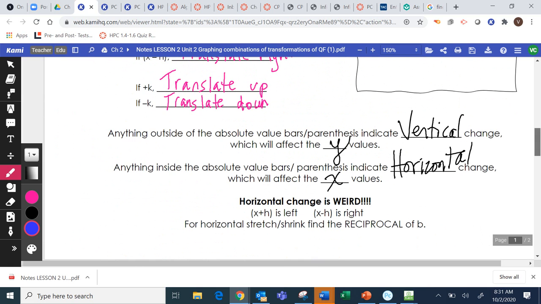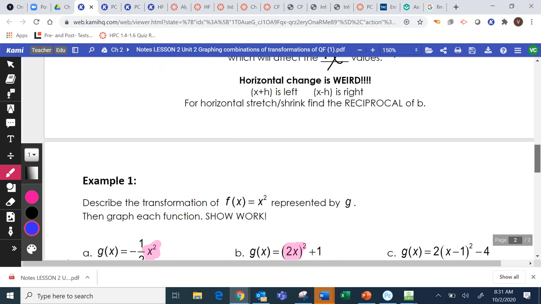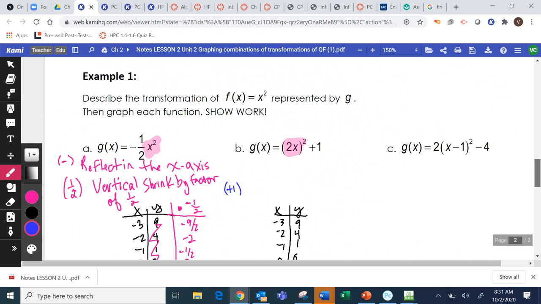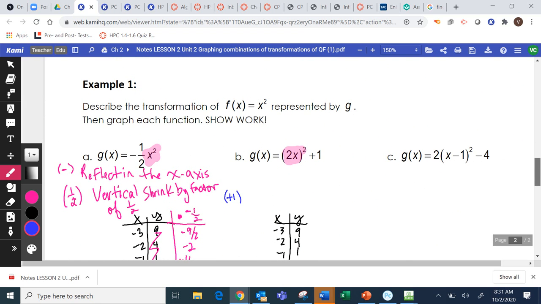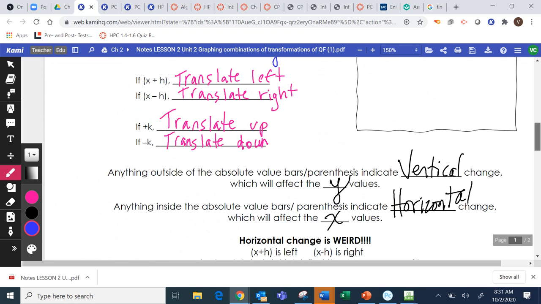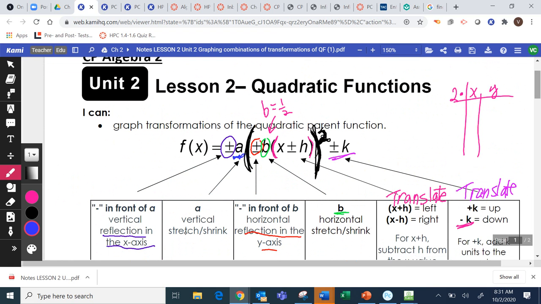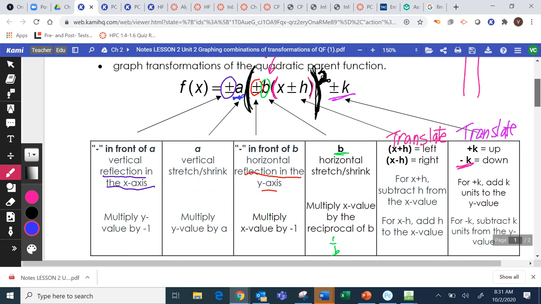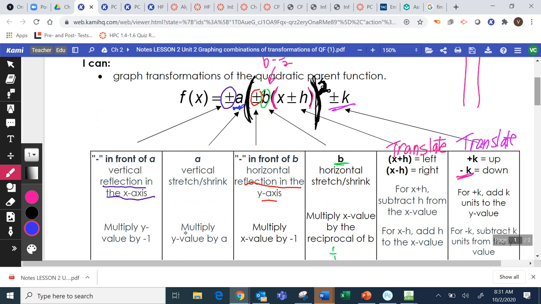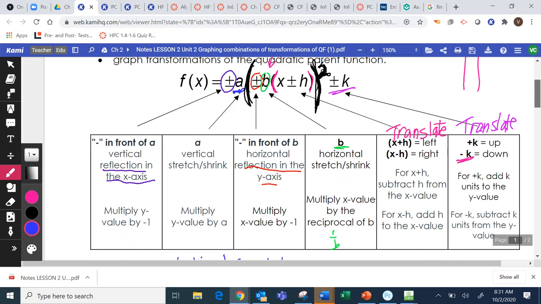Is it horizontal? So anything horizontal should be in pink right now. So it's vertical, but it's not a reflection. Look all the way at the top. Where is something like adding a number at the end? In the K? Right. And what does the K tell us to do? Add K to the Y, go up. We go up. Yes, we go up.